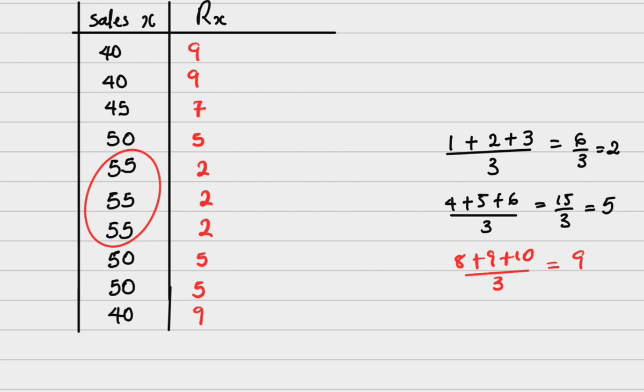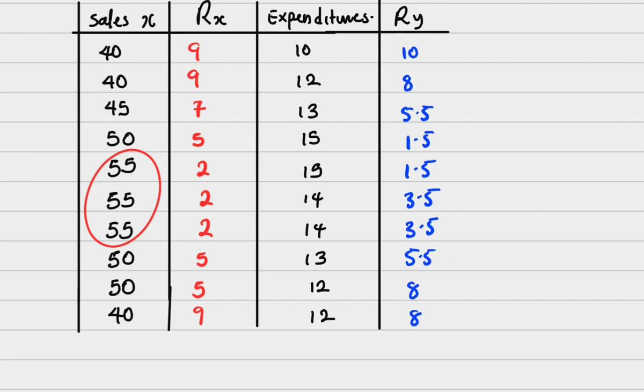Now, I will not repeat the same thing for Ry, but it's the same method. I will just give you the values for Ry. So look at the screen. Once you check the screen, you see I have my Ry, the rankings for Ry. The same thing I did to get Rx is the same thing I did to get Ry, because for the expenditures, it is still the same thing. We have data with tied ranks. Now since I have my ranks, that is Rx and Ry, I'll go ahead to work the question as I'm going to show you now.